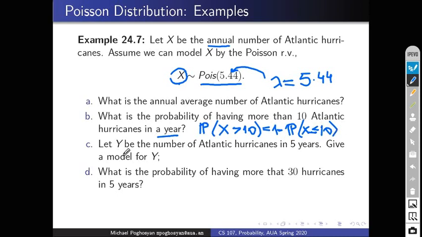And let's continue. The important part is for C and D. Y is the number of Atlantic hurricanes in 5 years. This was for 1 year; X is the annual number of hurricanes. So Y is the number of hurricanes in 5 years. This is modeled by Poisson 5 times lambda, which is Poisson 5 times 5.44.